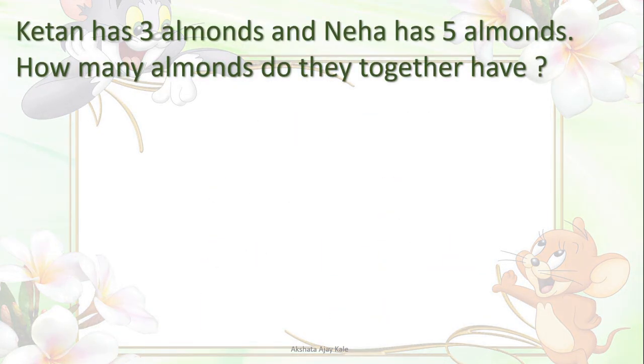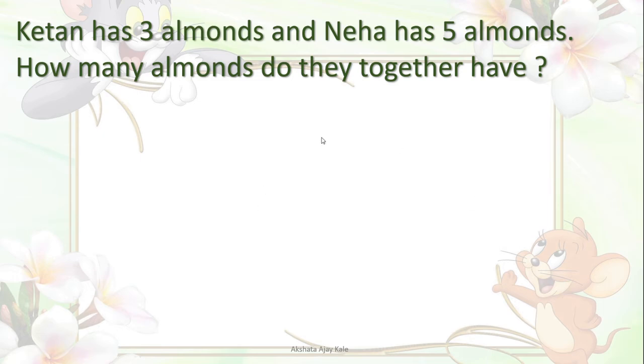Here one problem sum is there. First we will read this sum peacefully. Okay. Ketan has 3 almonds, badam. Okay. And Neha has 5 almonds. How many almonds do they together have? Means Ketan has 3 almonds, Neha has 5 almonds, so together how many almonds do both have? Yes, okay.